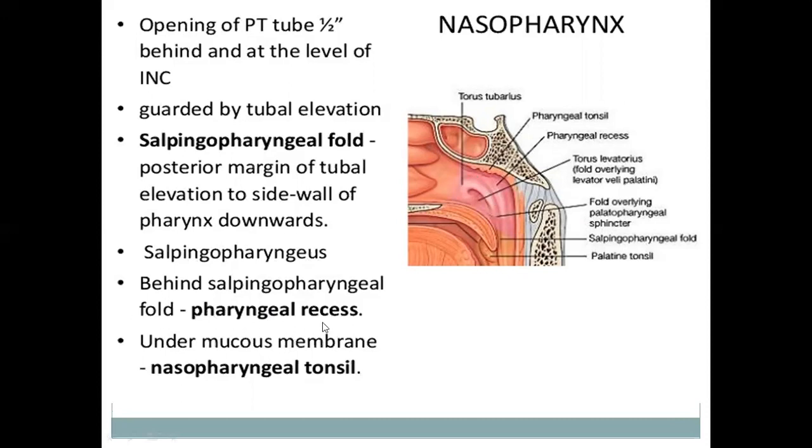Behind the salpingopharyngeus, we have a recess. This is a depression behind the salpingopharyngeal fold, called the pharyngeal recess. And the nasopharyngeal tonsils are the tonsils present in the roof of the nasopharynx. These are called the pharyngeal tonsils.